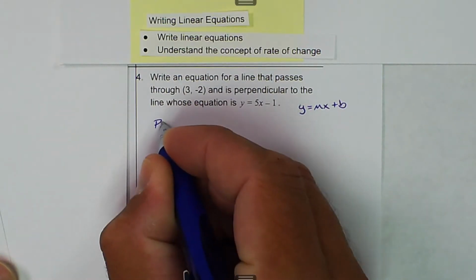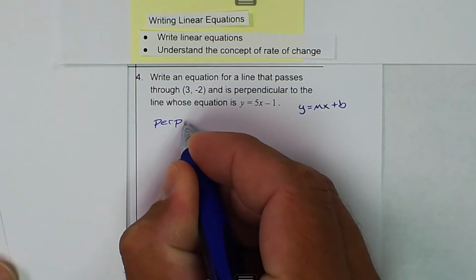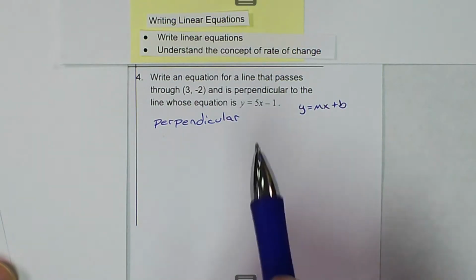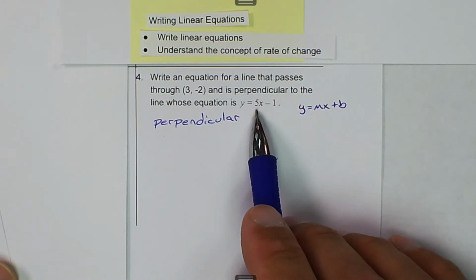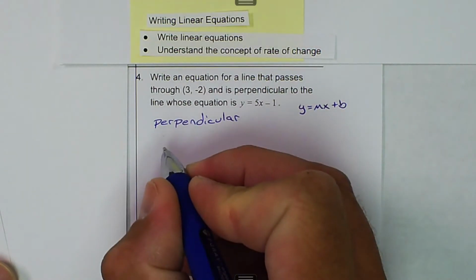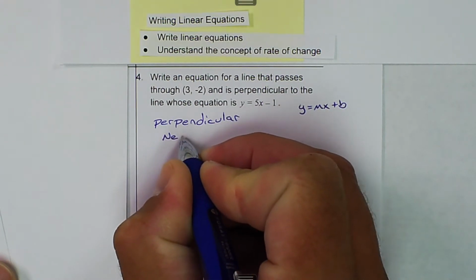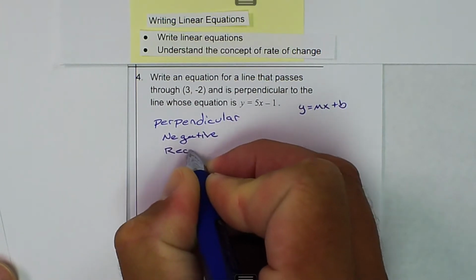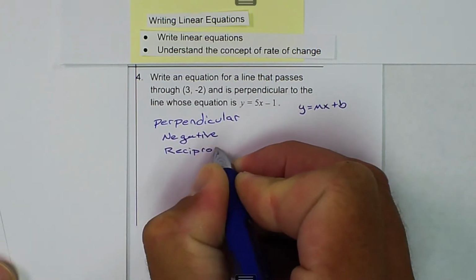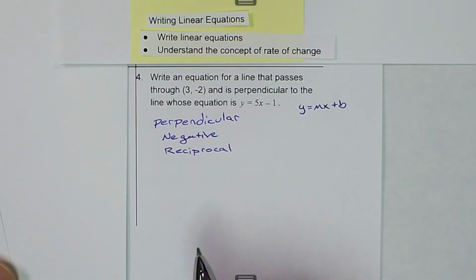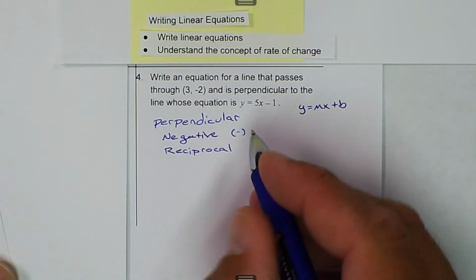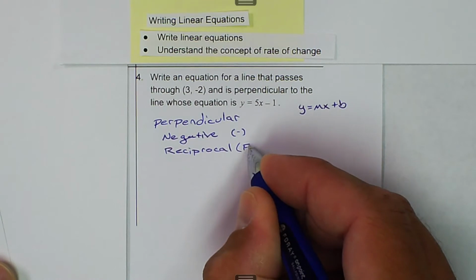In order to make sure that two lines are perpendicular, the slopes, if you multiply them together, need to equal -1. And really what that means is you want the negative reciprocal. Negative means that we're going to introduce the negative sign, and reciprocal means that we want to flip the fraction.